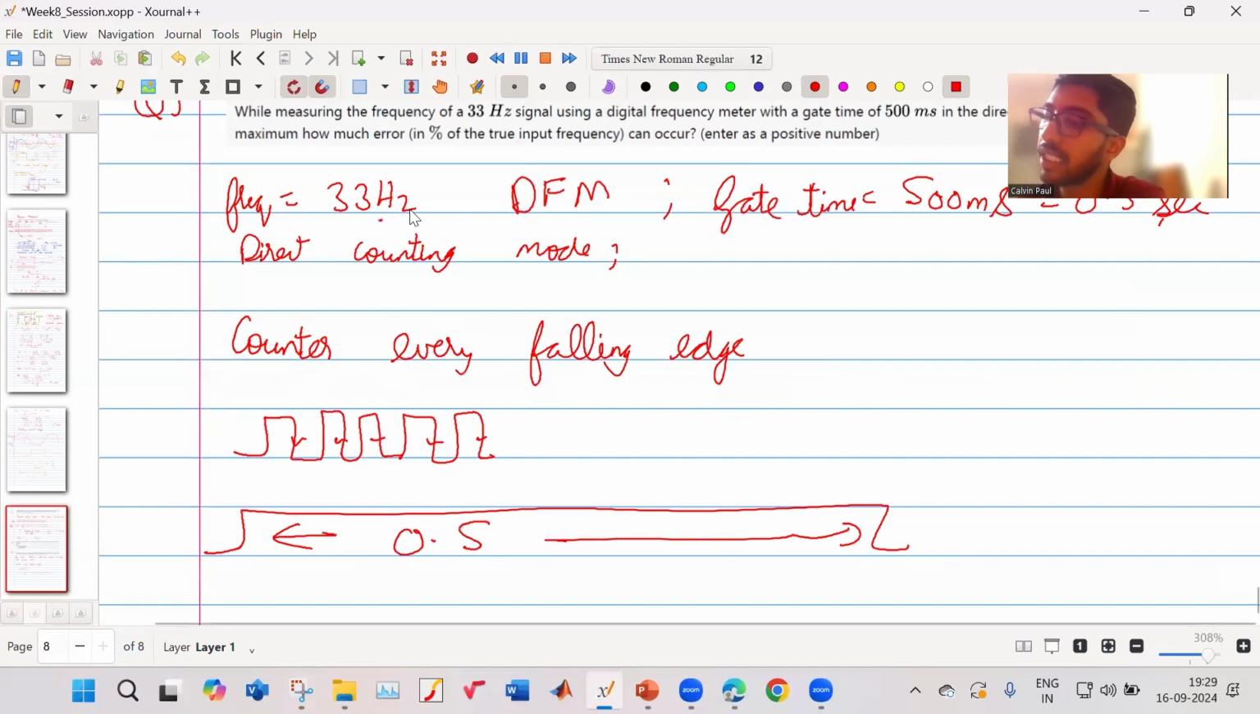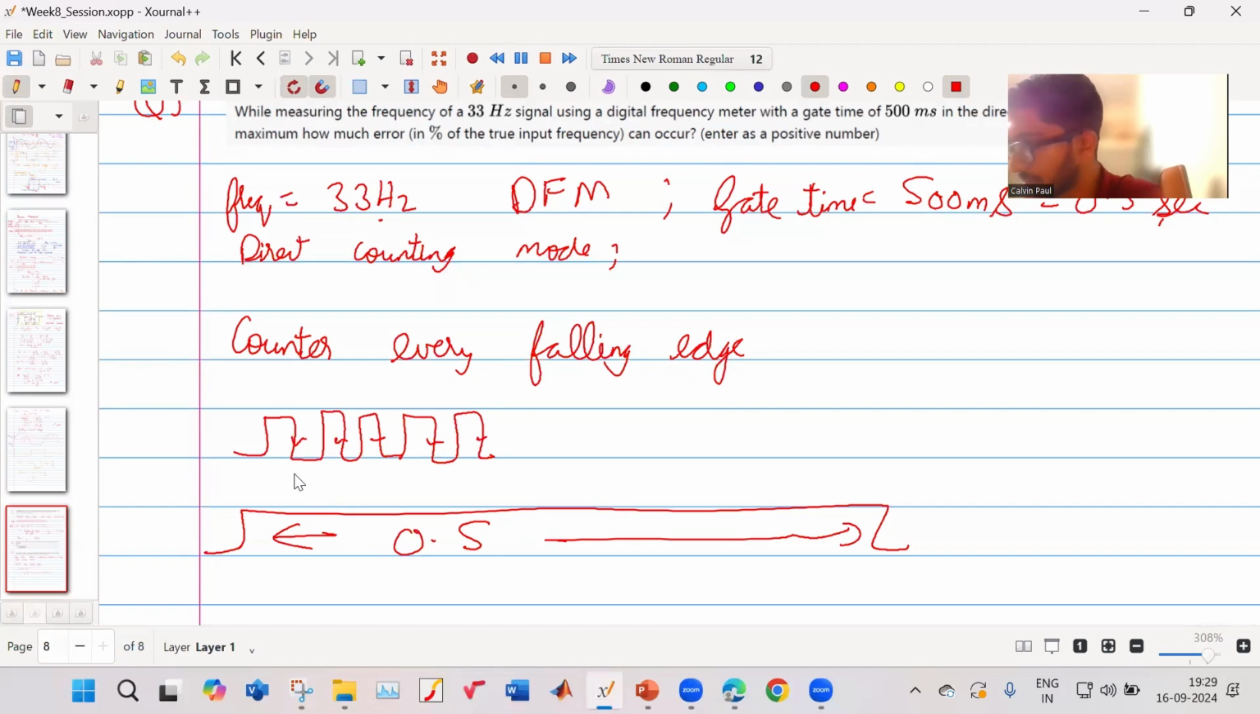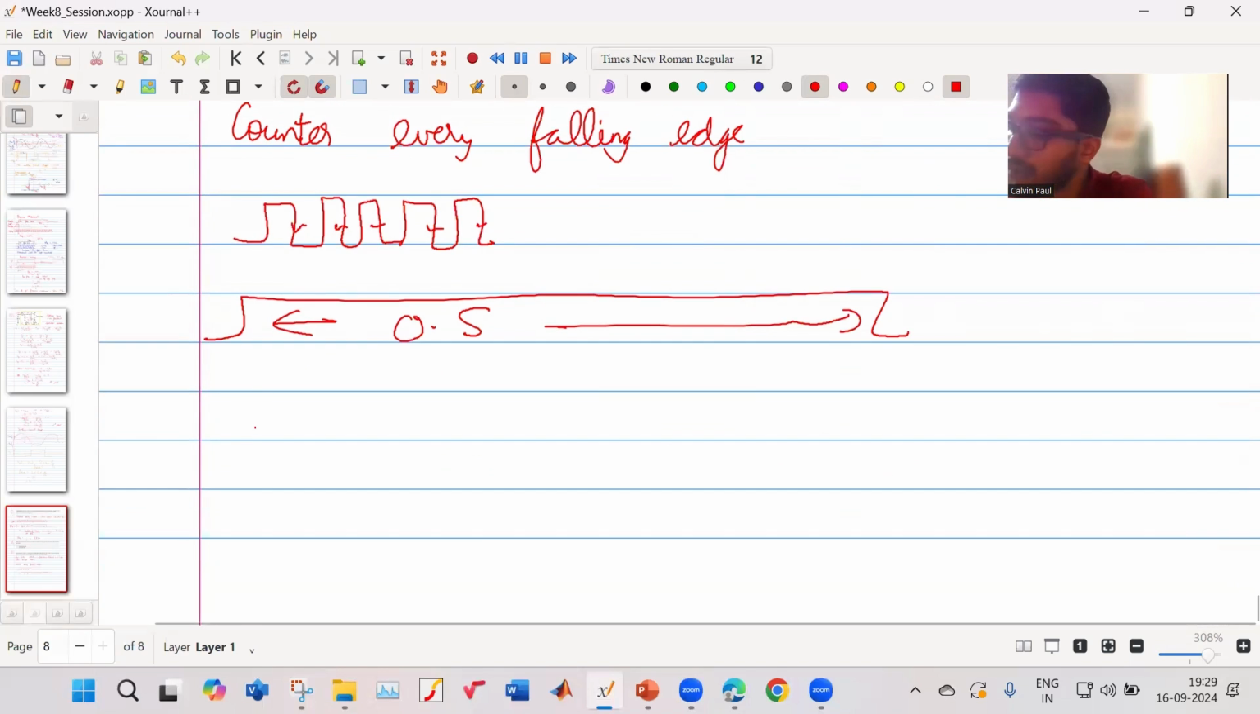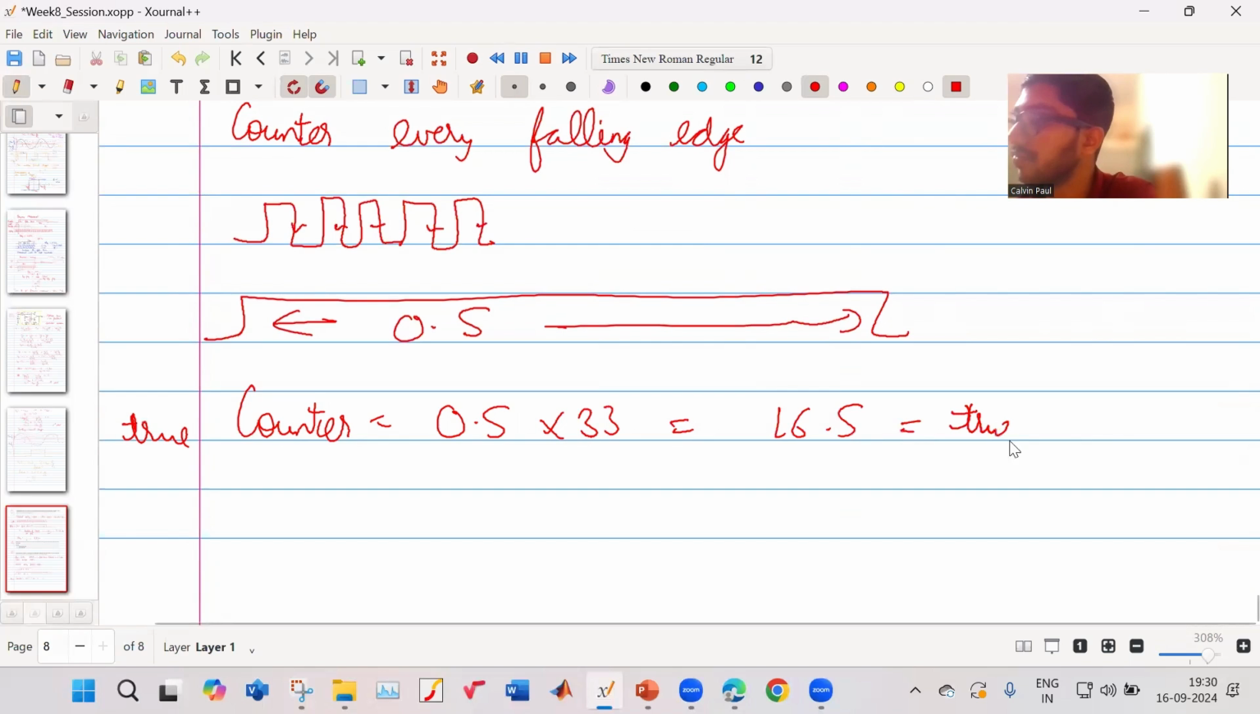Now the frequency of the signal is 33 hertz. So in 1 second, 33 cycles will come. So in 0.5 seconds, it should count 16.5 counts. What a true counter would count is 0.5 into 33 hertz, which comes out to be 16.5. So this should be my true count.